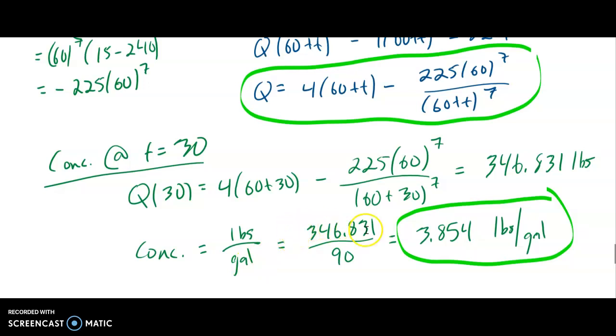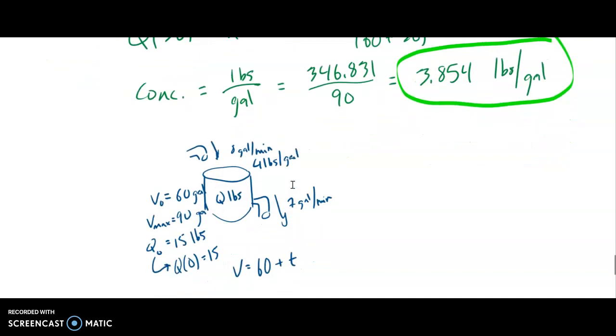So I need to take that 346 number and divide it by 90. I divide it by 90 because that's the volume of the tank when it overflows, because remember, that's the max capacity. I wind up getting this number right here, 3.854. So that's my answer to part B. That makes a lot of sense. Why is that? Because 3.854 is a little less than the concentration of what's coming in. The concentration of the tank should be approaching the concentration of what's coming in, and this number is about that number, so we're good to go.